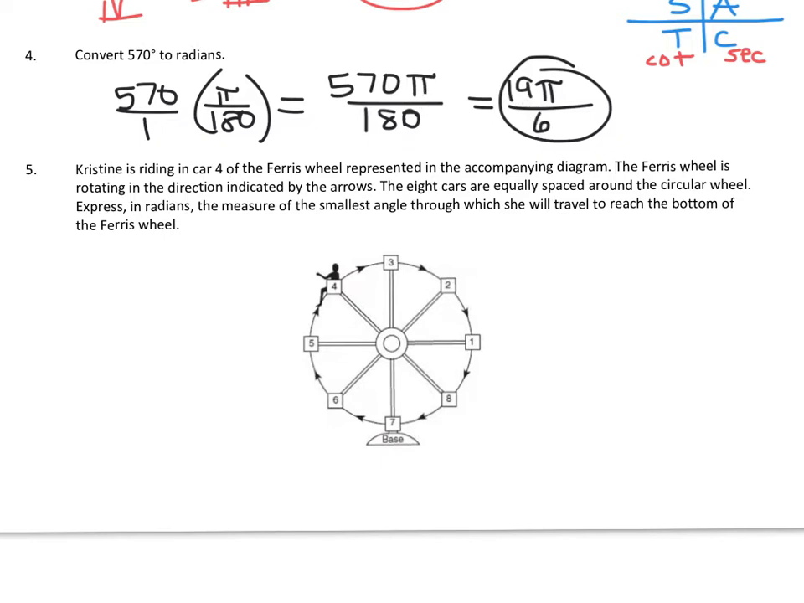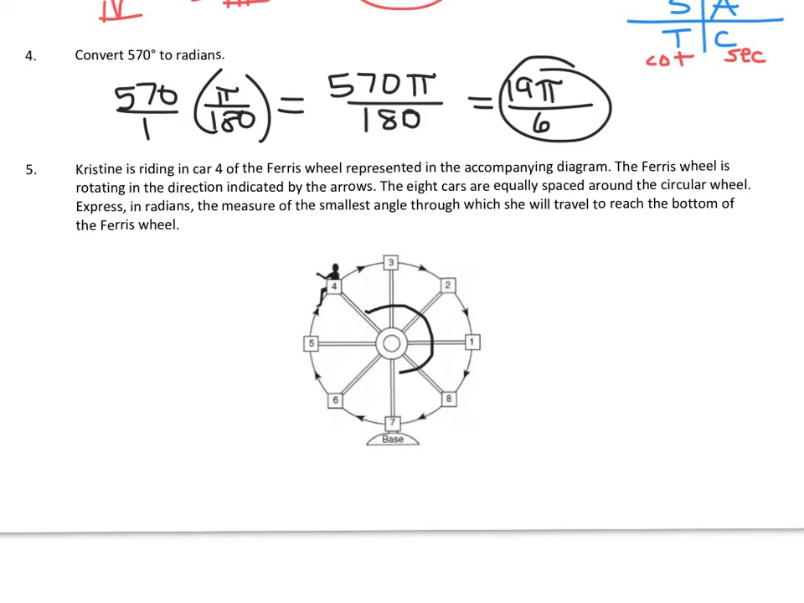All right, number 5. Christine is riding in car 4, here she is, of the Ferris wheel represented in the accompanying diagram. The Ferris wheel is rotating in the direction indicated by the arrow, so it's going this way. Okay, so she's cruising around that Ferris wheel sitting backwards. Okay, so the 8 cars are equally spaced around the circular wheel. Express in radians the measure of the smallest angle through which she will travel to reach the bottom of the Ferris wheel. Well, since it's going this way, right, she's got to travel all the way around until she gets to here. So basically she's going from here to there. So we want to figure out how many degrees she just rotated.